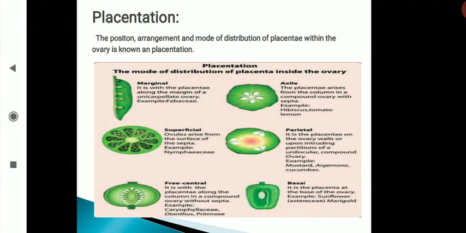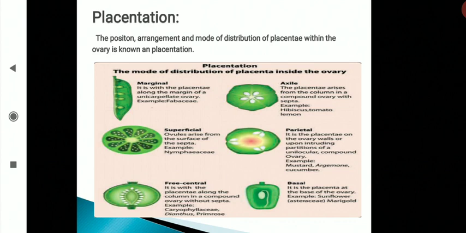Second, axial type of placentation. It is present in a multilocular ovary of a polycarpellary syncarpous gynoecium with superior ovary. The margins of the adjacent carpels meet in the center of the ovary and their ventral sutures fuse together and form a central axis, and the placenta develops on the central axis and bears ovules. It is known as axial placentation. For example, hibiscus, tomato, lemon or lady's finger, okra.